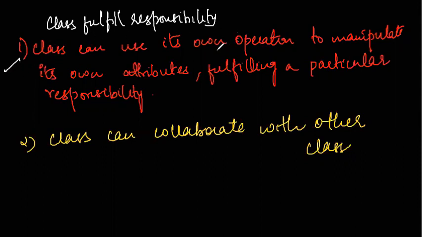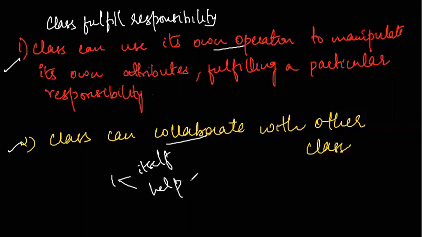A class can make use of its own operation to manipulate its own data, or it can collaborate with other classes. That is, every task can be done by itself, or it can make use of some other class. The job is done by itself, or it is done with the help of another class. So these are the two ways in which responsibilities are going to be fulfilled.